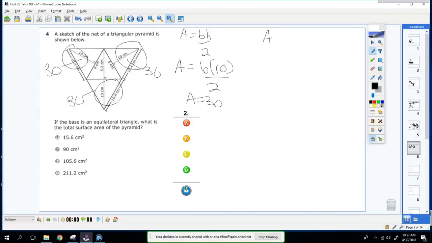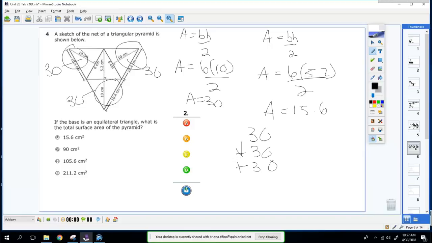Then we're going to find the area of the base. It'll be base times height divided by 2 as well. The base of the triangle is 6, and the height's 5.2, and then you divide by 2, and when you do that, you get 15.6. So you're going to do 30 plus 30 plus 30 plus 15.6, which gives you 105.6.